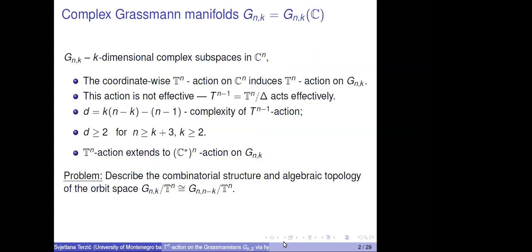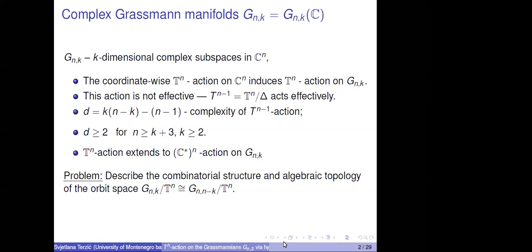One considers the coordinate-wise action of the compact torus T^n on the complex space. This action induces the compact torus action on the Grassmannian G_{n,k}. This action is not effective. The diagonal fixes all the points, and we get that the torus T^{n-1} acts effectively. And here arises the notion of complexity. The complexity is just the difference between half of the dimension of the manifold and the dimension of the torus which acts effectively on the manifold.